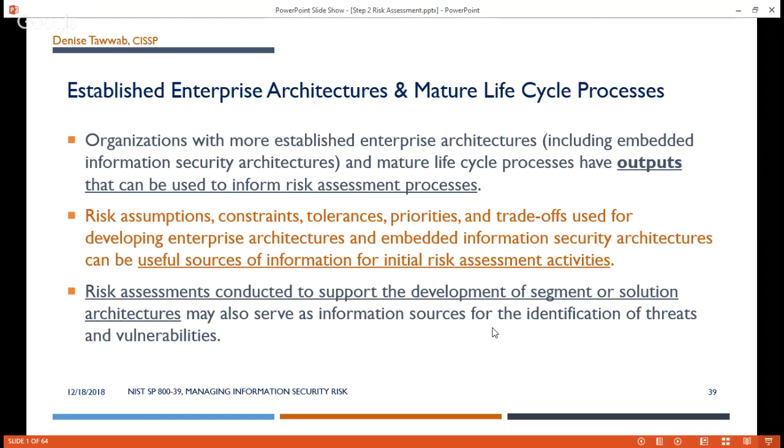Risk assessments conducted to support the development of segment or solution architectures may also serve as information sources for the identification of threats and vulnerabilities. And I hope what you're getting here is that by the time you're done with a risk assessment, or at least a really good risk assessment, the people who are doing those assessments have a really good understanding of the information systems, the data, and the enterprise architecture within the organization. So when you come out of this process, you really have an understanding that goes beyond just bolting on different fixes.